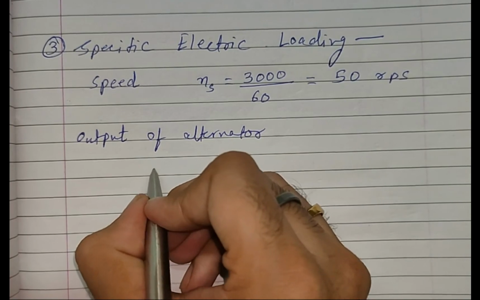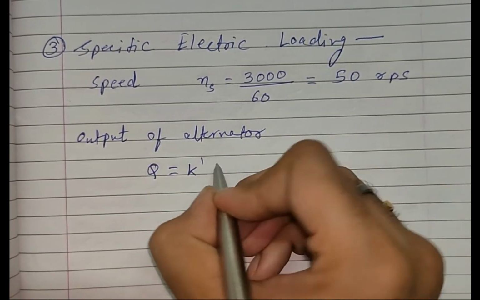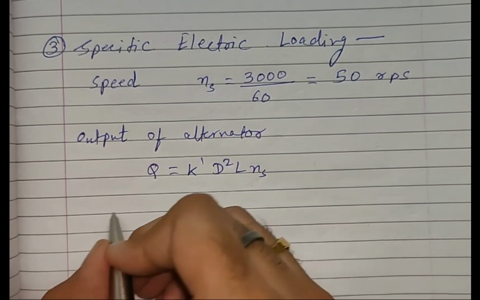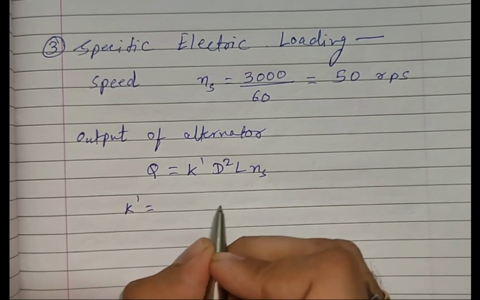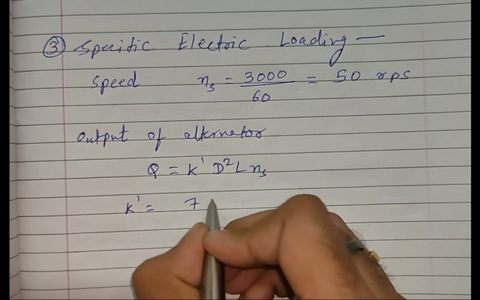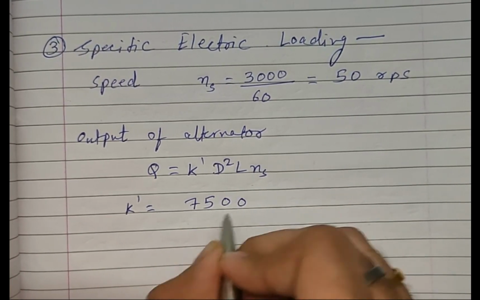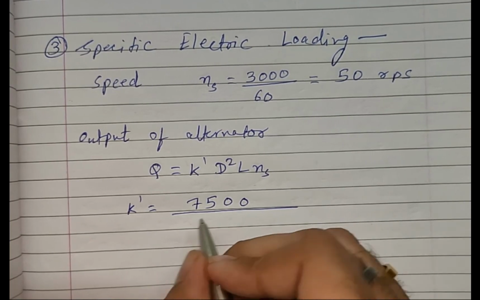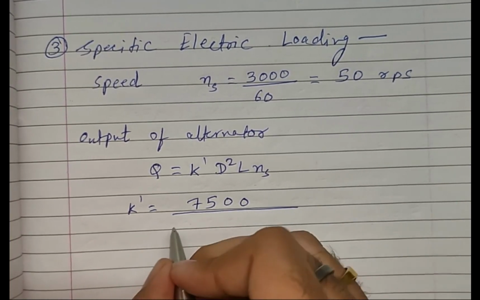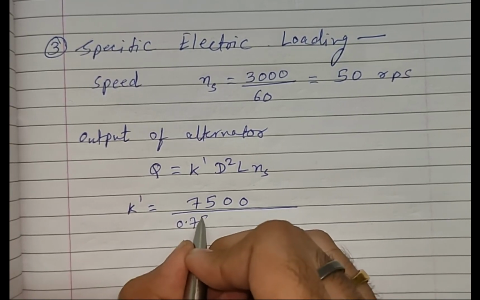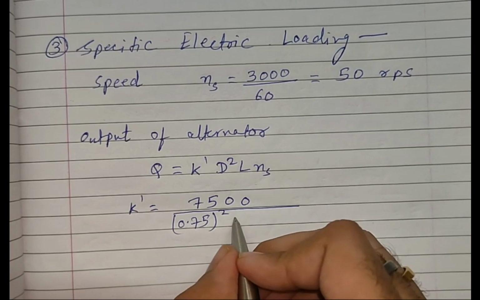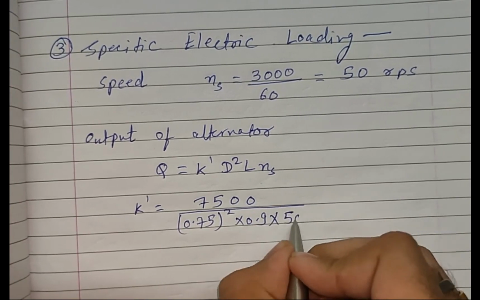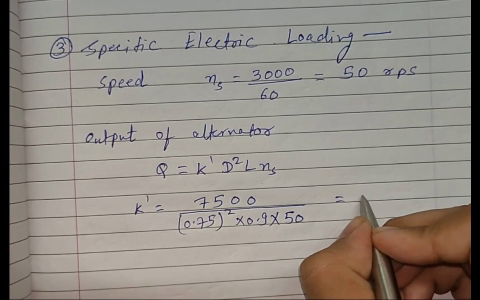Now the output of the alternator is given by Q, and the formula for that is K dash into D square L NS, where K dash can be found out as 7500, which is nothing but 7.5 MVA converted to kVA, that is 7500, divided by 0.75 square, which is the value of D, multiplied by 0.9, which is the value of L, and NS is 50.